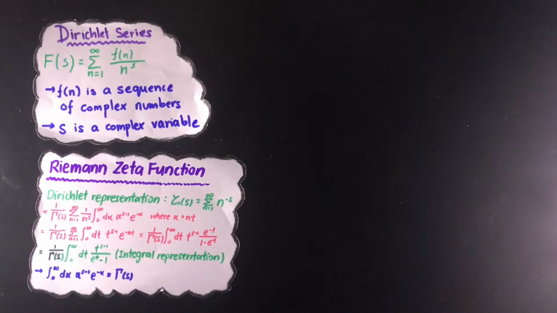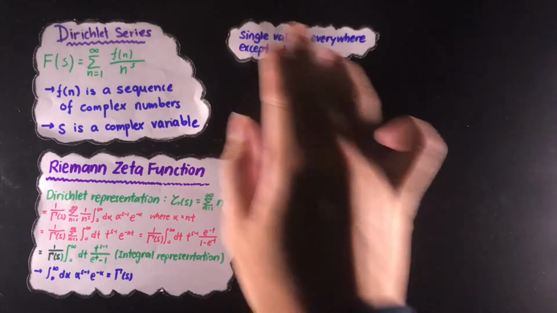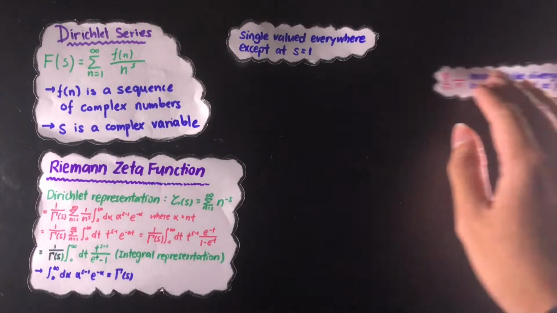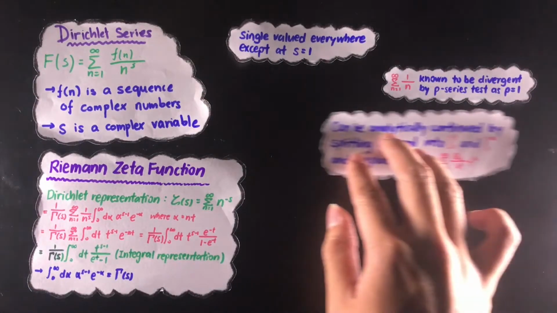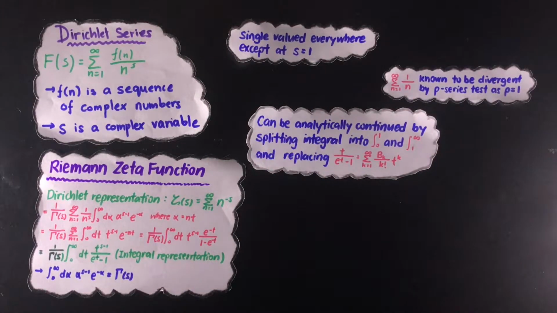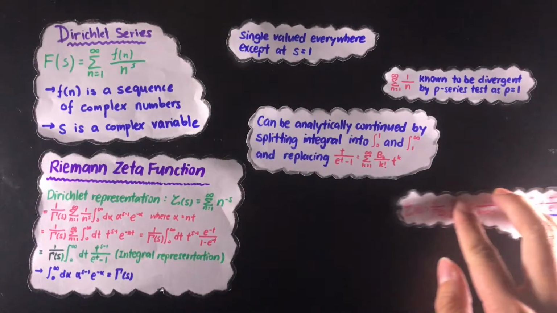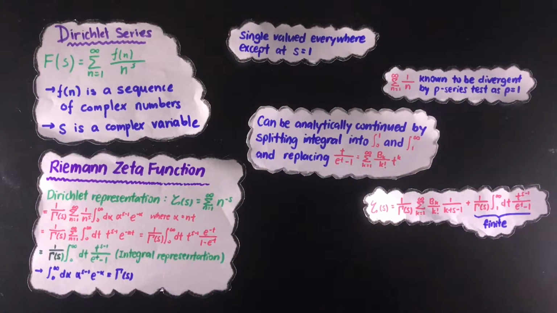From the Dirichlet representation, it is already clear that the Zeta function is single-valued everywhere except at s equal to 1, where the p-series test shows that it is divergent. This gives us the motivation to split the integral in the second representation into two, from 0 to 1 and 1 to infinity. Evaluating the integral from 0 to 1 can be done by replacing t divided by e to the power t minus 1.